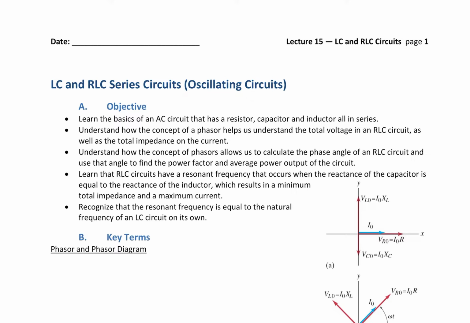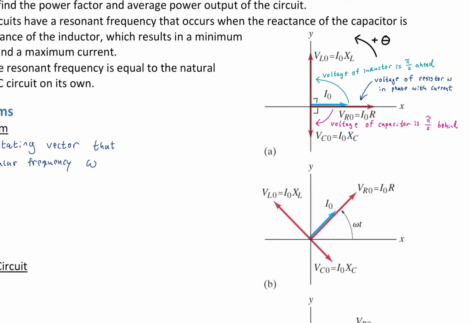Let me add some labels. We're defining positive theta displacements as being in the counterclockwise direction, which is typical. And that's why the phasors are by default rotating in the counterclockwise direction. And here I show the phase angles, the phase shifts, which we already introduced in lecture 14. Again, review lecture 14, the fundamental phase shifts between the input current from the AC source and the different circuit elements.